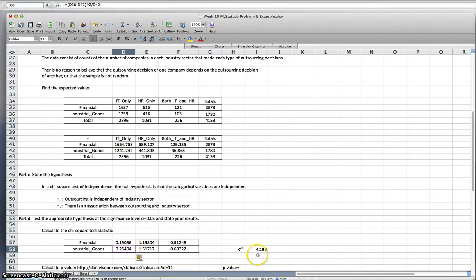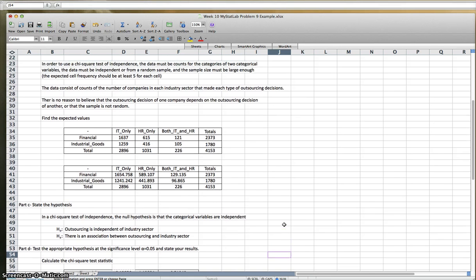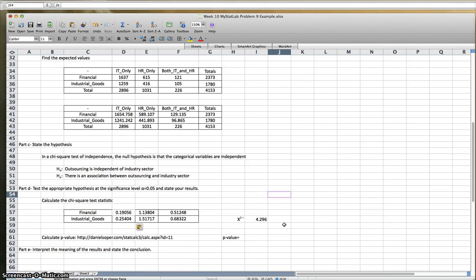There we have it. You can see I had my formula already over here to sum all of our data. You can highlight it all and sum. I'll click on it here and show you my formula, the sum of all of my columns, and that gave me the chi-square test statistic at 4.296. Now we need our p-value so that we can finish up our problem.